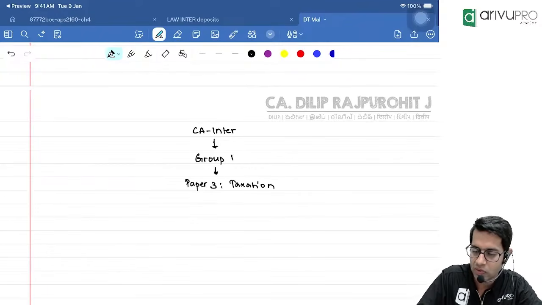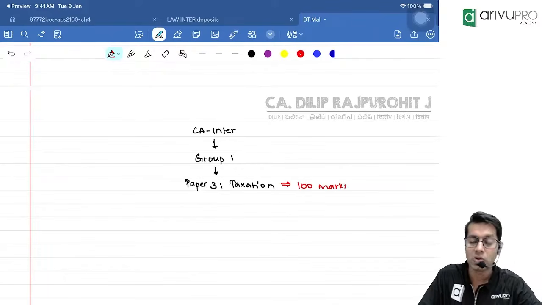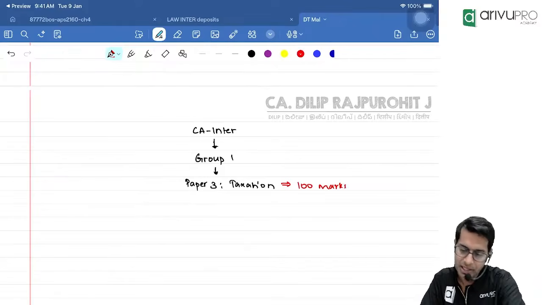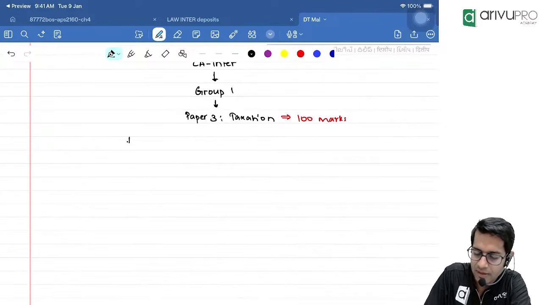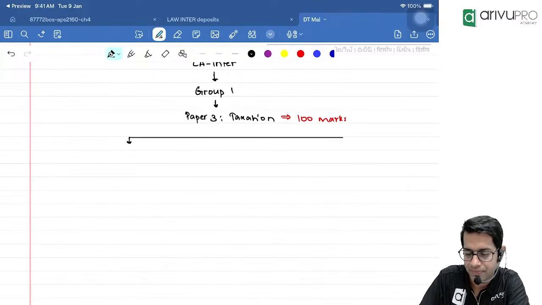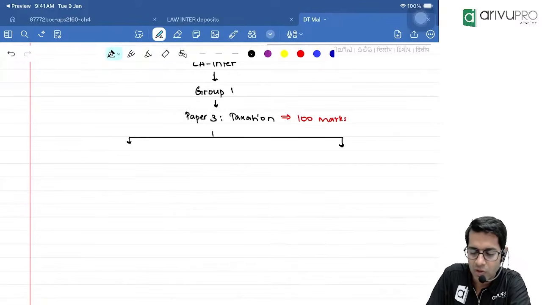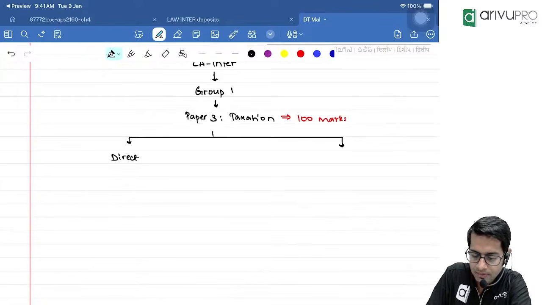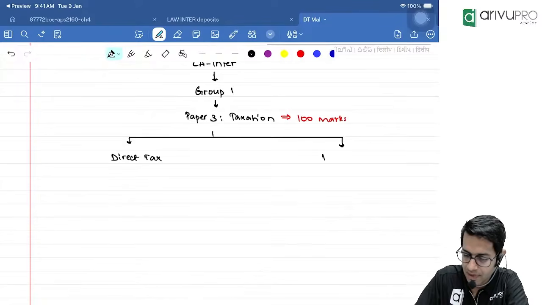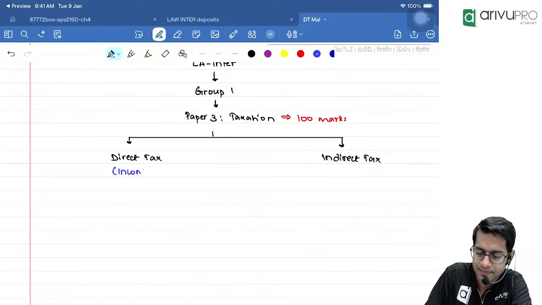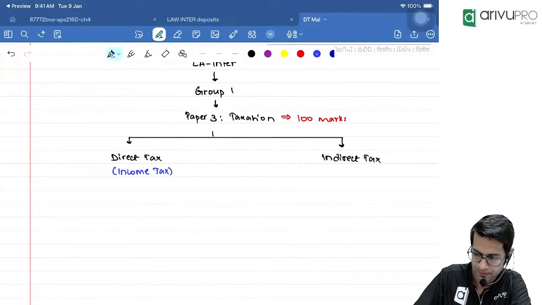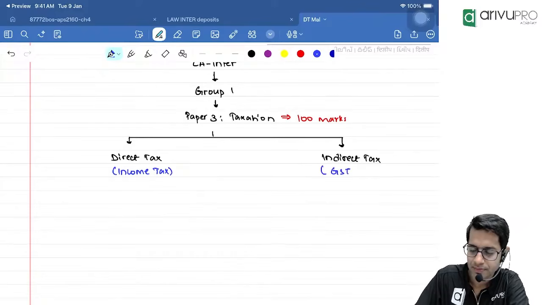So I am going to teach you taxation, which is for how many marks? 100 marks. I will be covering the 100-mark taxation paper. Now, this tax paper is divided into two subparts: one is direct tax, another one is indirect tax. Direct tax is also called income tax, and indirect tax is also called GST.